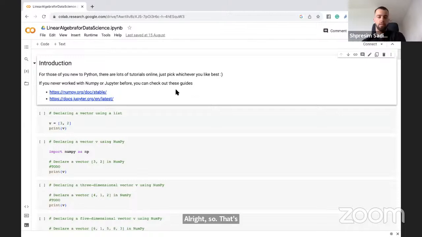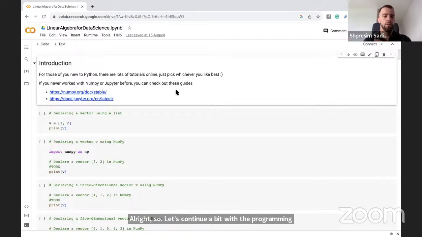So let's continue a bit with the programming part. For those of you that are new to Python, I would suggest that you go through these 2 links. There are a lot of tutorials online. You can just pick whichever you want. If you never worked with NumPy or linear algebra before, then you have these links to go through. I want to note here that this is not an introductory course to Python or anything like that. It assumes a bit of knowledge in Python, but I just want to demonstrate some of the results that we saw from the lecture.